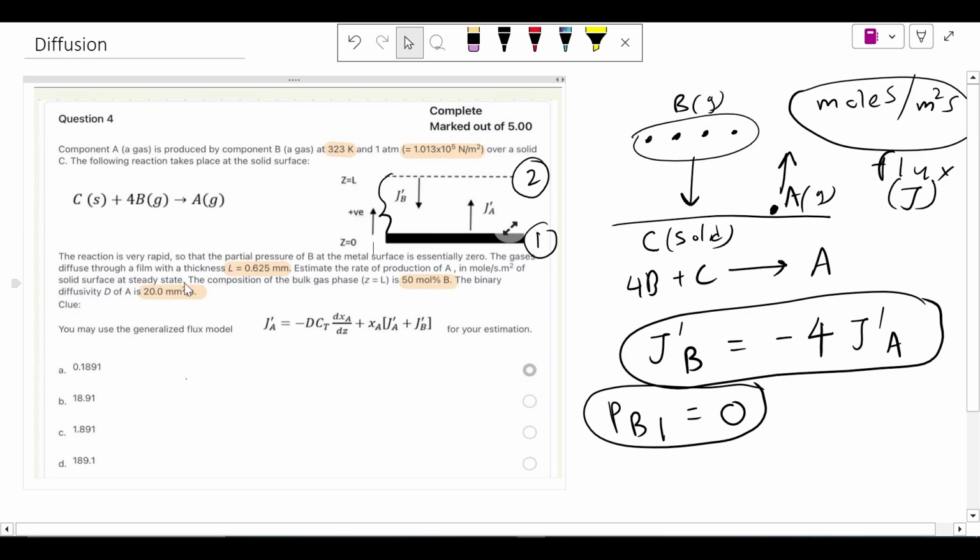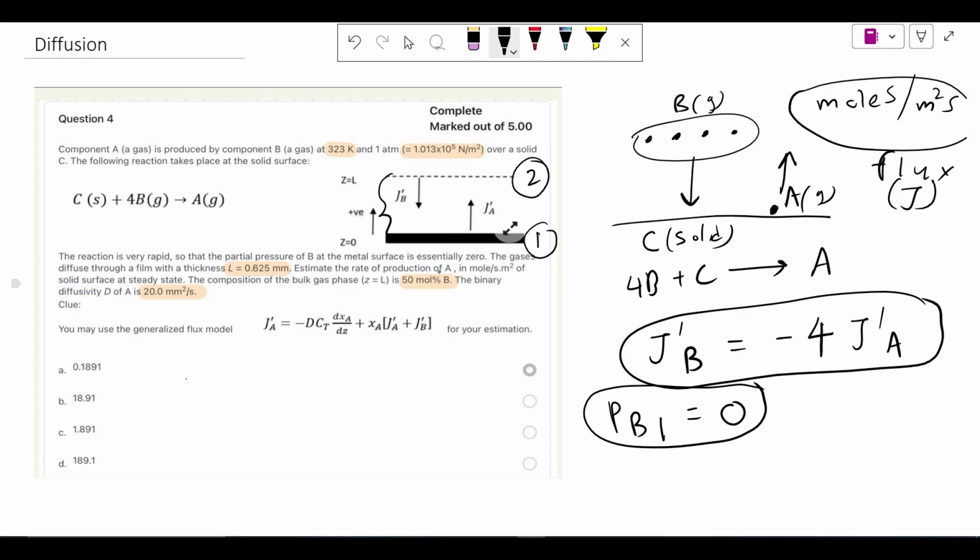At steady state, the composition of the bulk gas phase when Z equals L is 50 mole percent of B. This is a molar fraction, so we get another data point: XB2 equals 0.5.